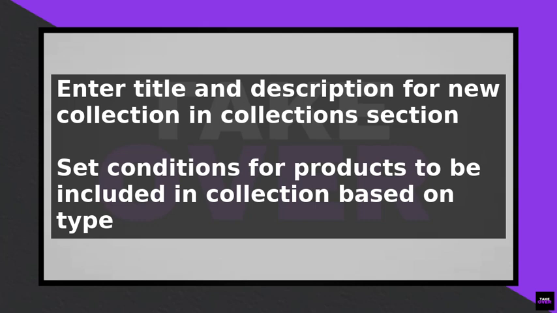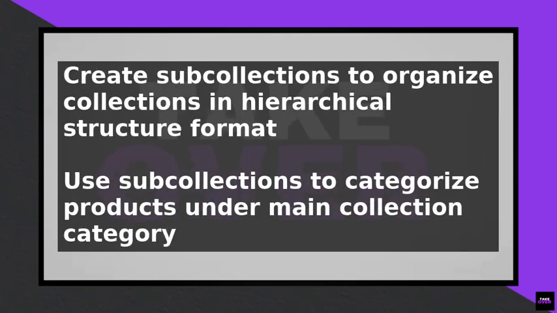You can choose to include products based on certain conditions such as product type, vendor, price, and tags. For example, if you want to create a category for all products from a certain vendor, you can select the vendor condition and choose the vendor from the drop-down list. Once you have set the conditions for your collection, click on the Save Collection button to create your product category.